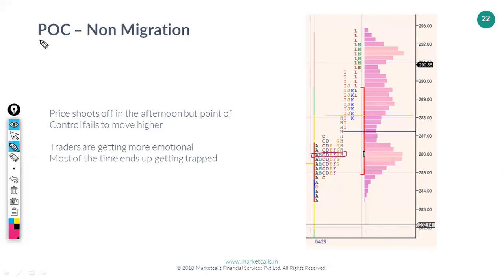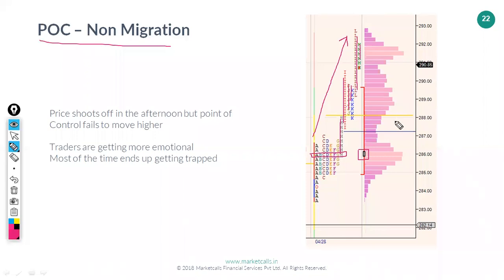So, POC non-migration, right? The point of control builds over here initially, but in the second half there is strong trending activity, so not much rotation. Price just keeps moving in one direction, and the point of control does not migrate. It is a sign that we are dealing with late momentum buyers. That's how most of the late momentum buyers come into the markets. They chase momentum.